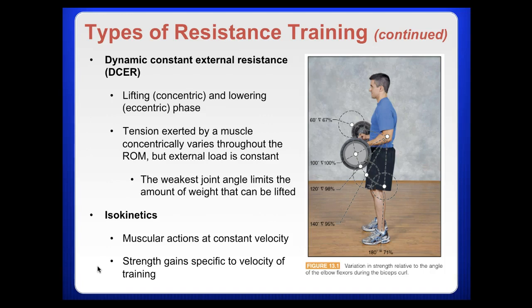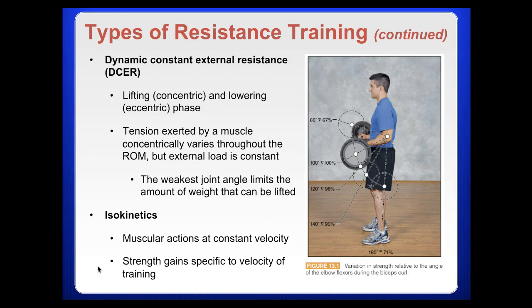This type of resistance training was also called isotonic. It literally means constant tension. Iso means constant, tonic means tension. So here in the figure on the right, you can see that this gentleman is doing a barbell curl, and the elbow flexors are going to be the strongest at approximately 100 degrees and weakest at 60 degrees when the elbows are fully flexed, and it's also weak at 180 degrees when the elbows are fully flexed.